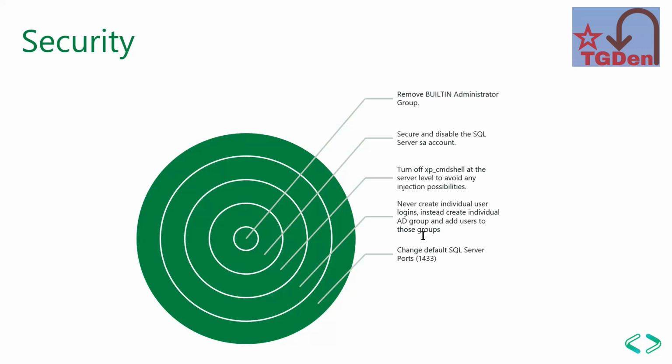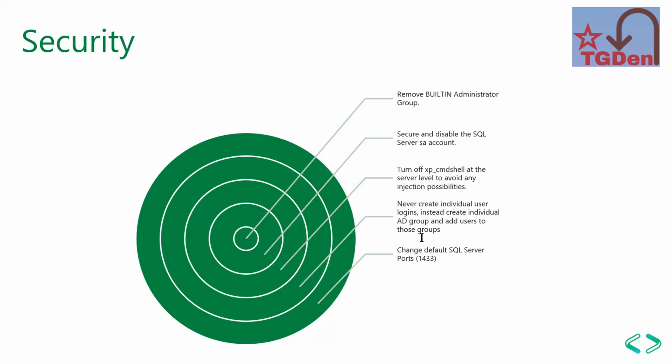Secure and disable the SQL Server SA account. You can actually disable it. Many people prefer to have an SA account. In that case, ensure that you change your SA password very frequently, at least every 90 days or 60 days, so that people who are leaving the organization, or if somebody accidentally knows the password, cannot harm or damage the environment. But overall, it's always better to consider disabling the SA account.